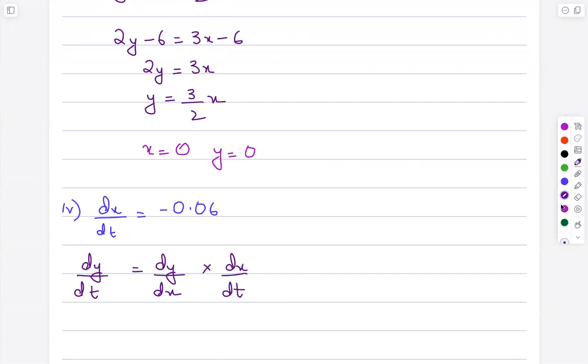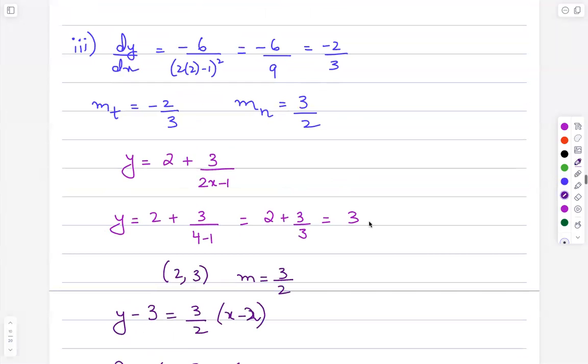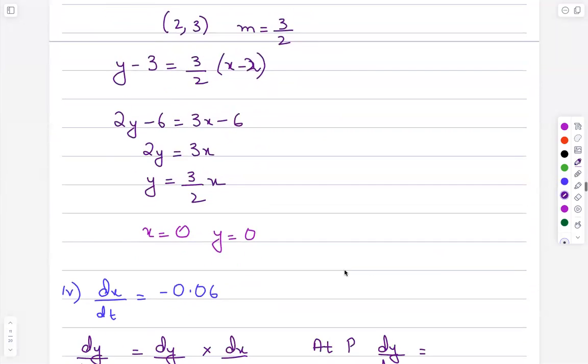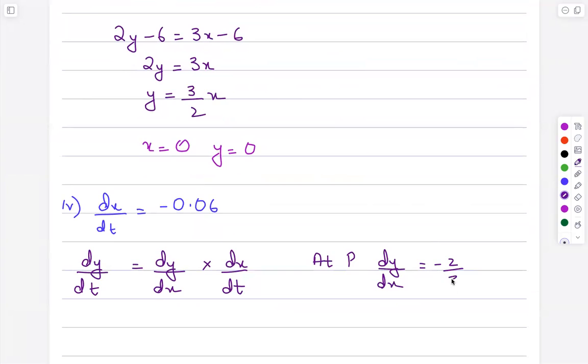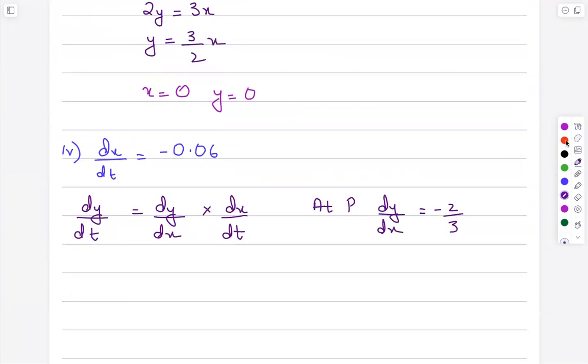Now we already have dy/dx at point P. So at P, dy/dx, as we found in the previous part, was equal to minus 2 upon 3. Finding dy/dt, dy/dt will be equal to minus 2 upon 3 multiplied by minus 0.06. The negative signs will cancel out. Simplifying this, the final answer will be 0.04 for the rate of change of y.